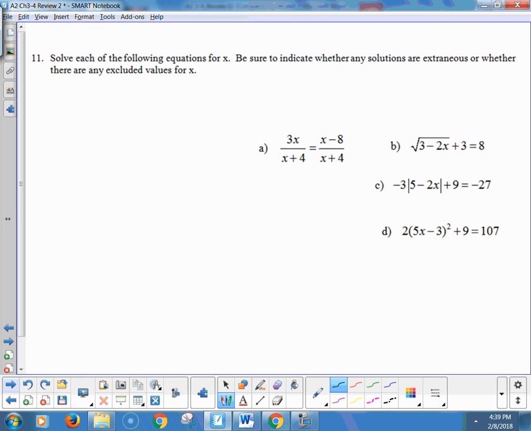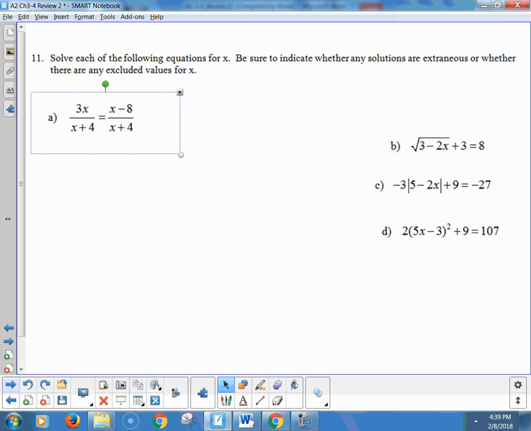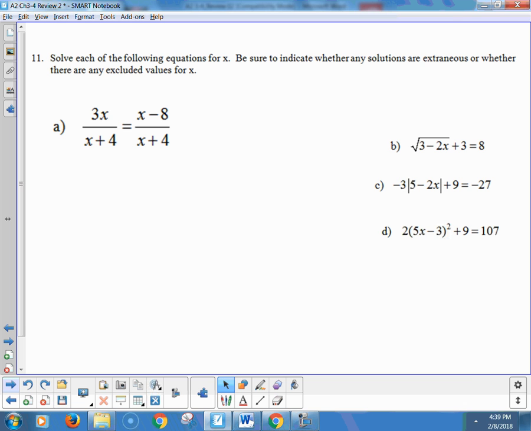Number 11 says solve a bunch of equations for x and be sure to indicate which answers might be extraneous. Okay, well, it is always good to think about excluded values first. We have an excluded value right off the bat of negative 4. X cannot equal negative 4. That's the one thing we know for sure. So x can't equal negative 4. That said, notice we have a common denominator.